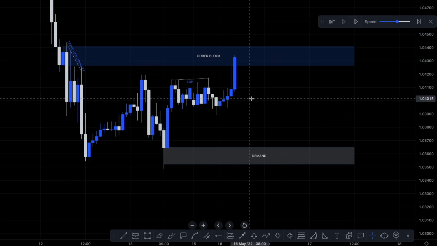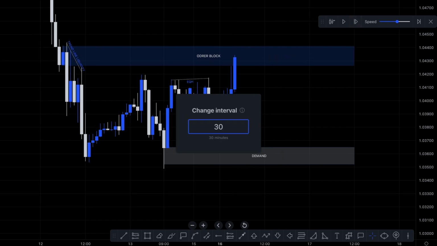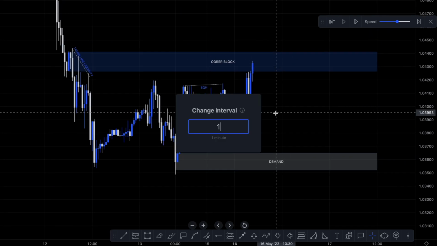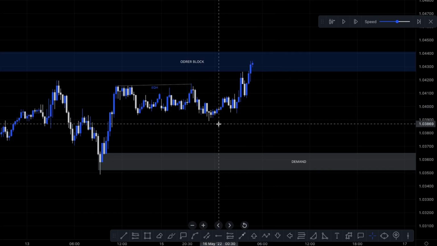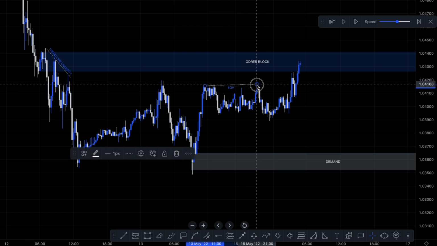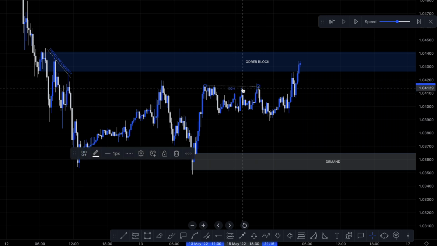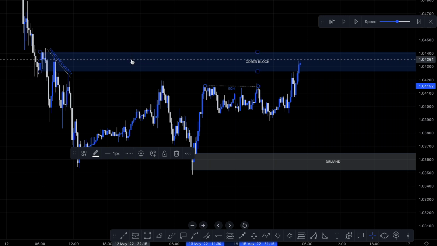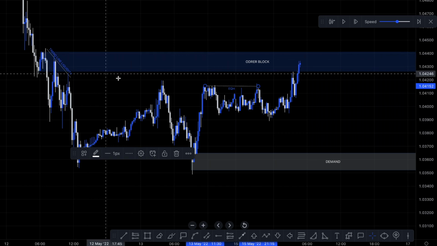Alright, so boom, we're inside the zone. Let's move to the 30 minutes just to see what's happening. We're inside this order block zone, so now is the time we want to see some form of depletion within this bullish momentum. We realized that the market cleaned these equal highs here, this liquidity zone, and came up into this zone, targeting this trend line liquidity zone.